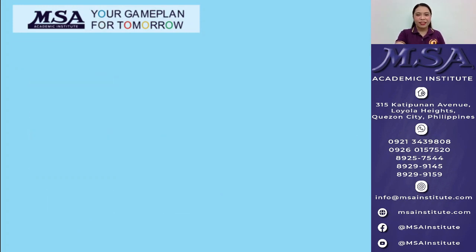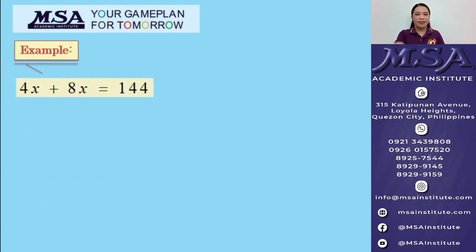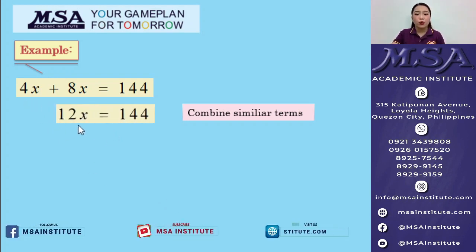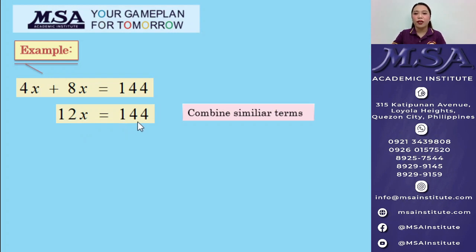Alright, let's have another example. 4x plus 8x is equal to 144. As you can see, the given equation is not in the form ax is equal to b. So first thing to do is to combine similar terms. So what are similar terms? 4x and 8x are similar terms because they have the same variable. So 4x plus 8x will give us 12x equals to 144.